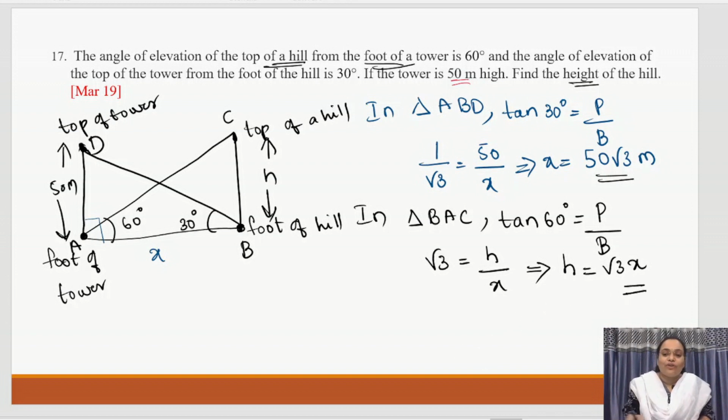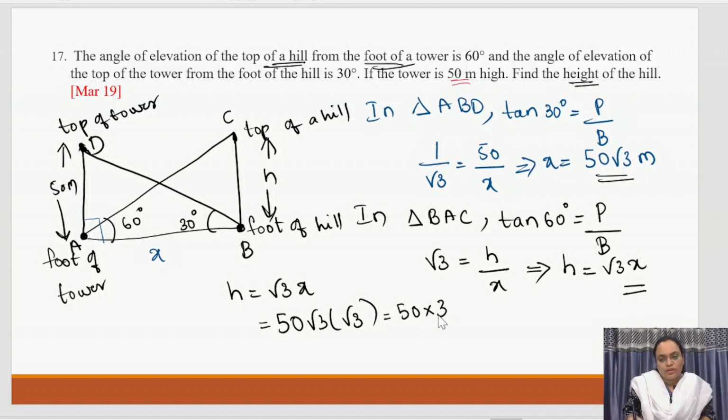But we know the value of x. H is root 3 x, and the value of x is 50 root 3. Substitute here: 50 root 3 into root 3. Root 3 into root 3 is 3. 50 into 3, so you will get h is equals to 150 meters. You will get the height of the hill as 150 meters. Clear? This is 150 meters.